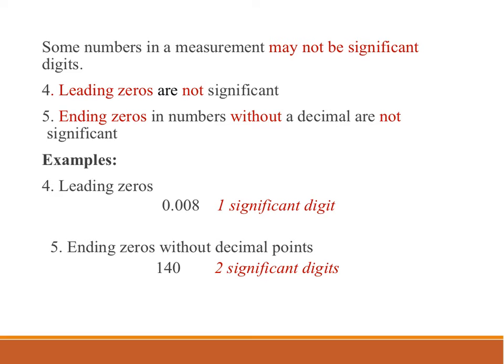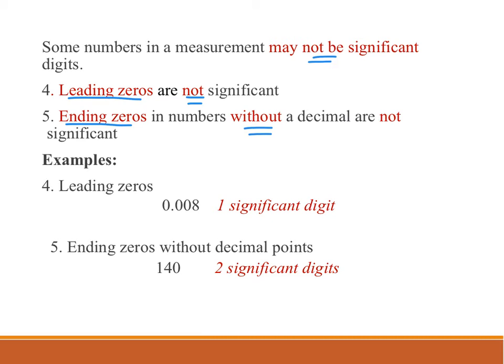But there are zeros in a measurement that are not significant, and this is where it gets complicated sometimes. Leading zeros, zeros that are in front of a number, are not significant. And ending zeros, if there is not a decimal point, are not significant.